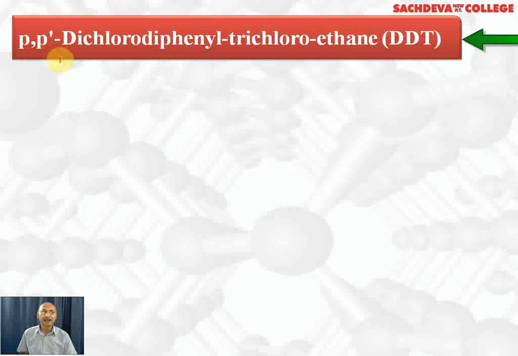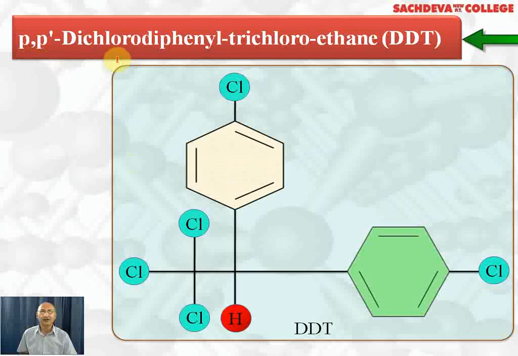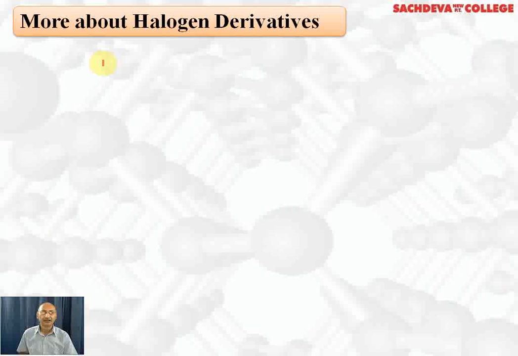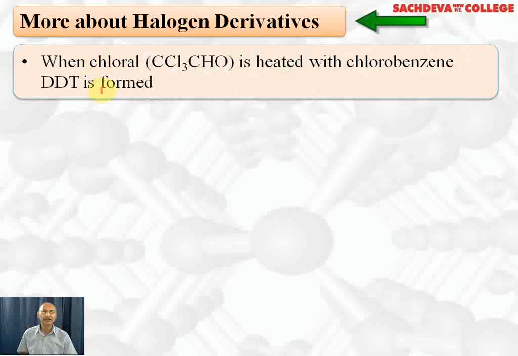Next, we are taking para-para-dichlorodiphenyltrichloroethane, which is popularly called DDT. The structural formula of DDT is that this carbon is attached to chlorophenyl. This is chlorophenyl. Here, this carbon is attached to 3 chlorine atoms. This compound is called DDT. Let's learn more about halogen derivatives.